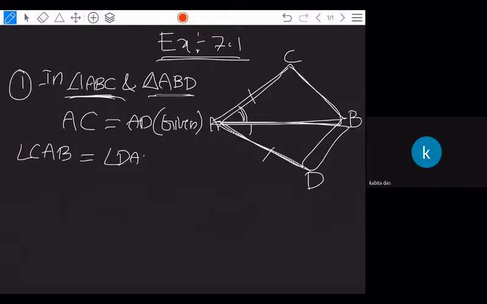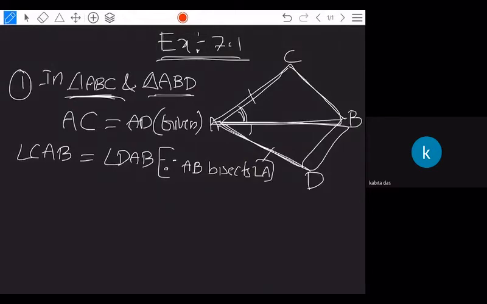So what is the reason? Reason you compulsorily need to write. So what is the reason here? Given angle A, AB bisects angle A. This is given to you. So these two things are given.